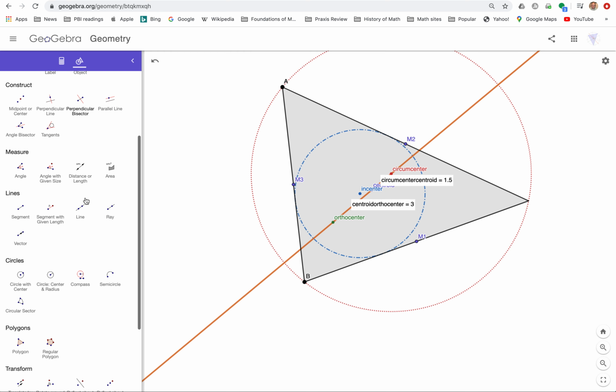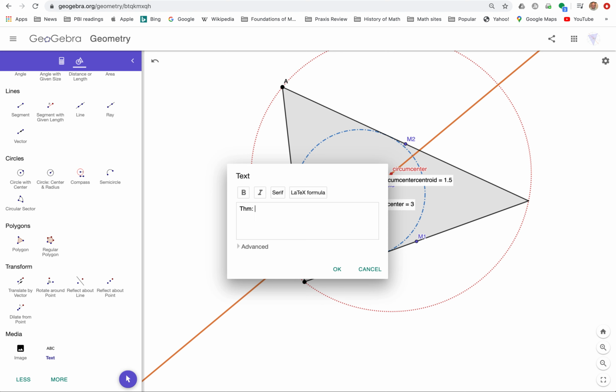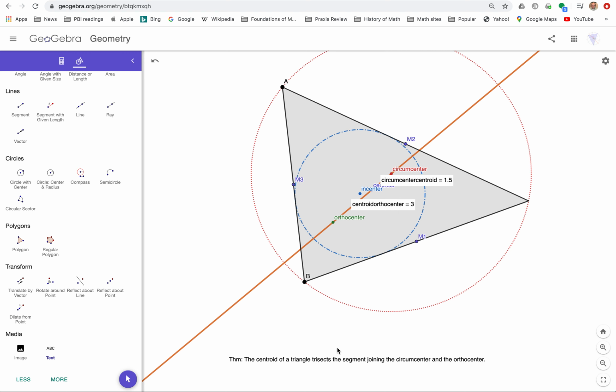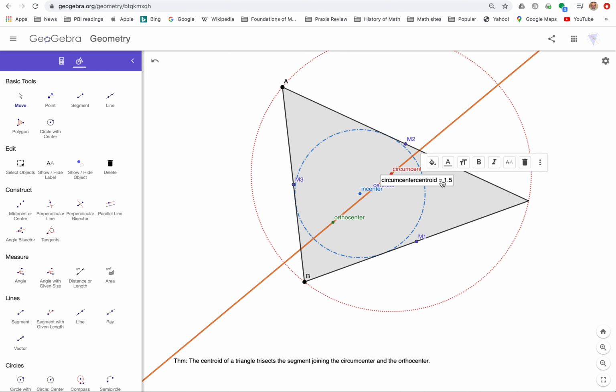So that's a theorem that we're going to investigate, kind of a cool result, that the centroid of a triangle trisects the segment joining the circumcenter and the orthocenter. So we're going to let this kind of live down here. So that's one result. That's kind of nice, kind of interesting, kind of unexpected.